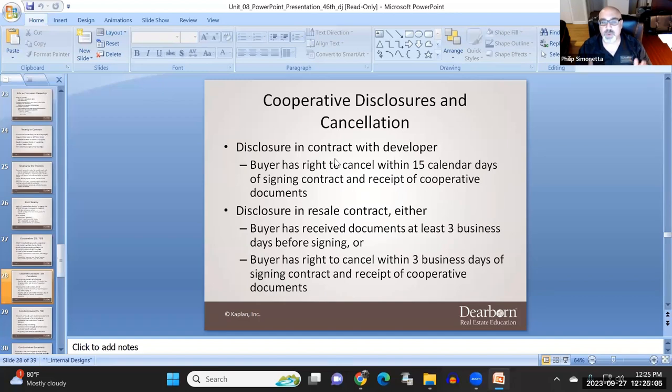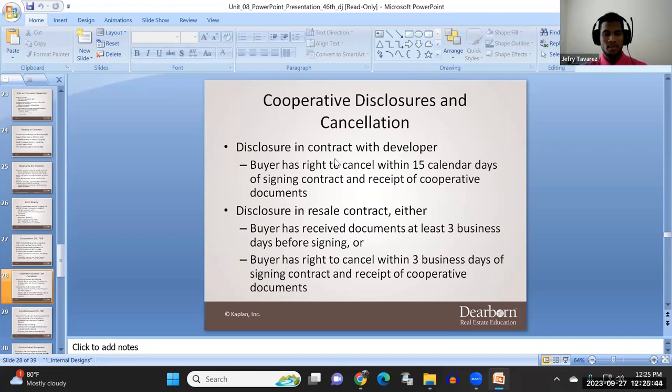Cooperatives have disclosures and cancellation processes, as do condominiums and any kind of real estate deal. But the disclosure and cancellation process for cooperatives goes by these standards, and you need to know them. If you're making a contract with a developer, say they're building the co-op and it's never been lived in before, that's a new purchase. If you're buying it from somebody who already owns it, that's a resale. Can you understand the difference?